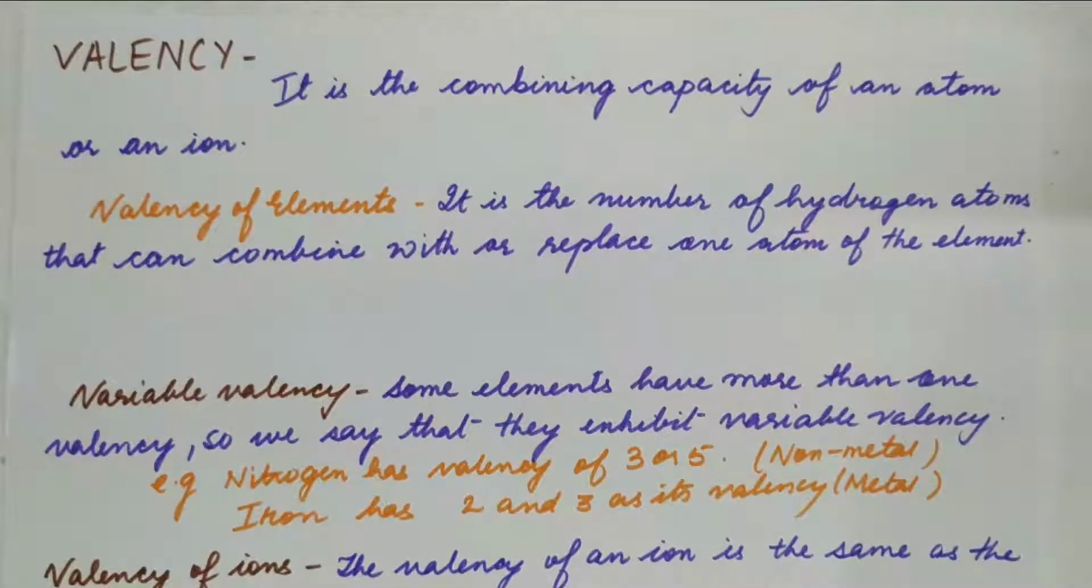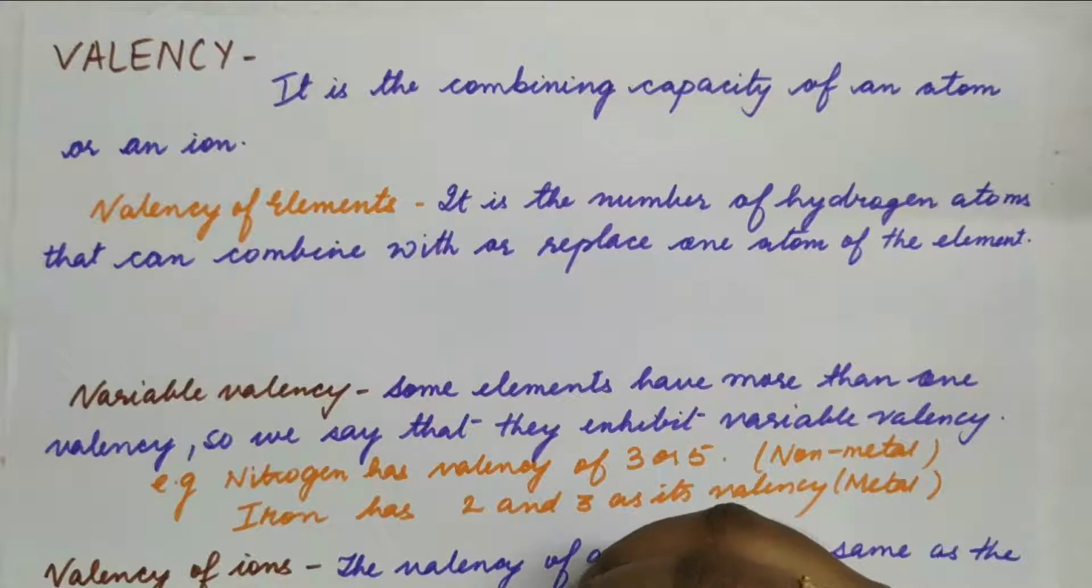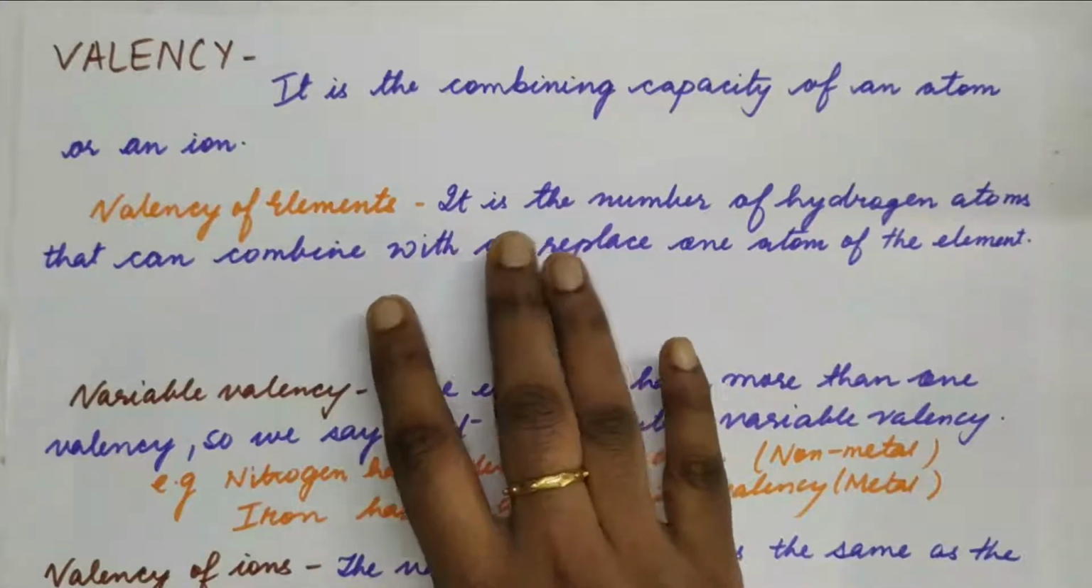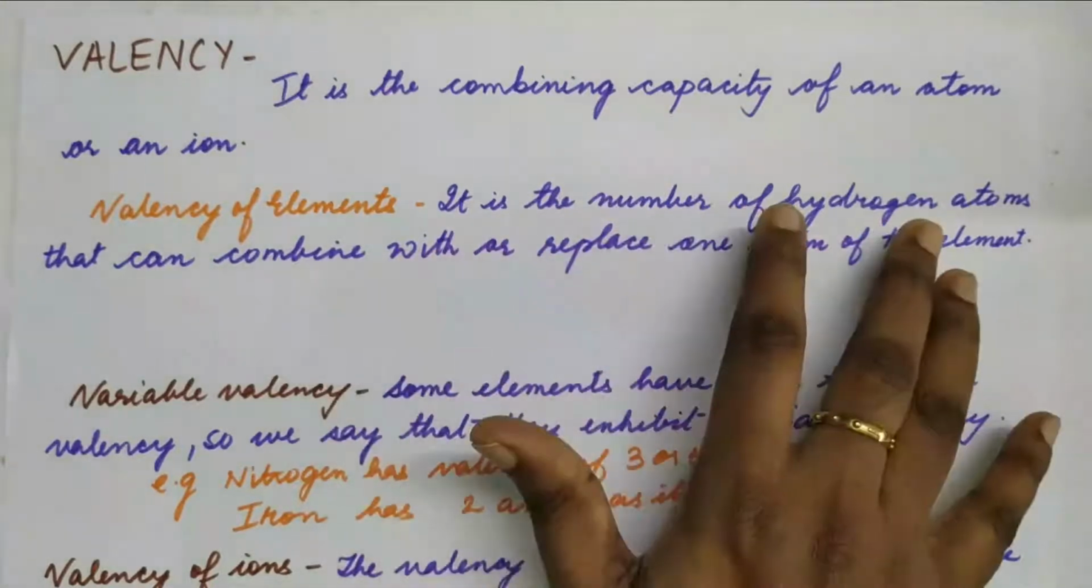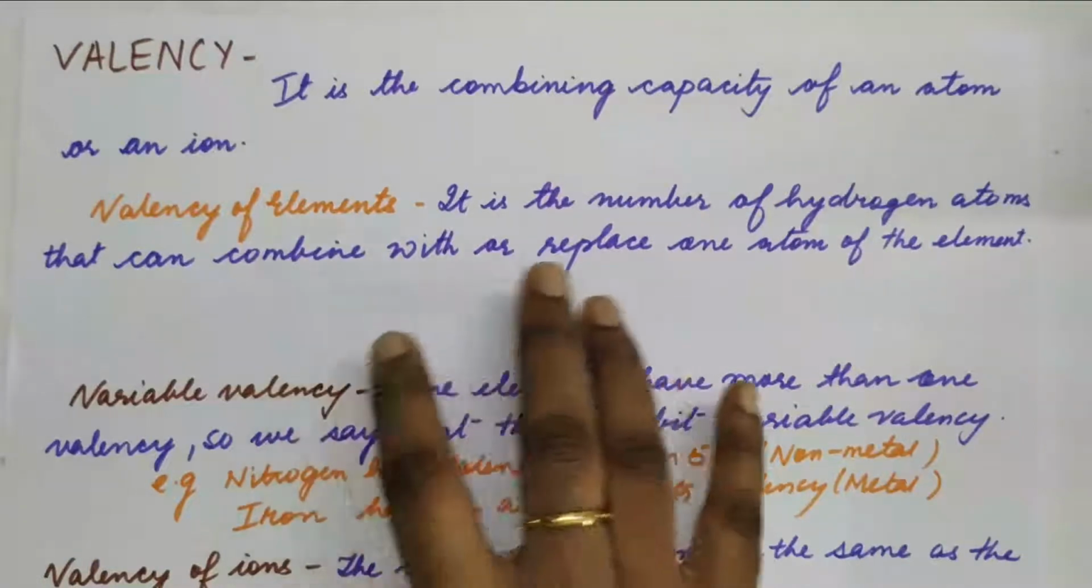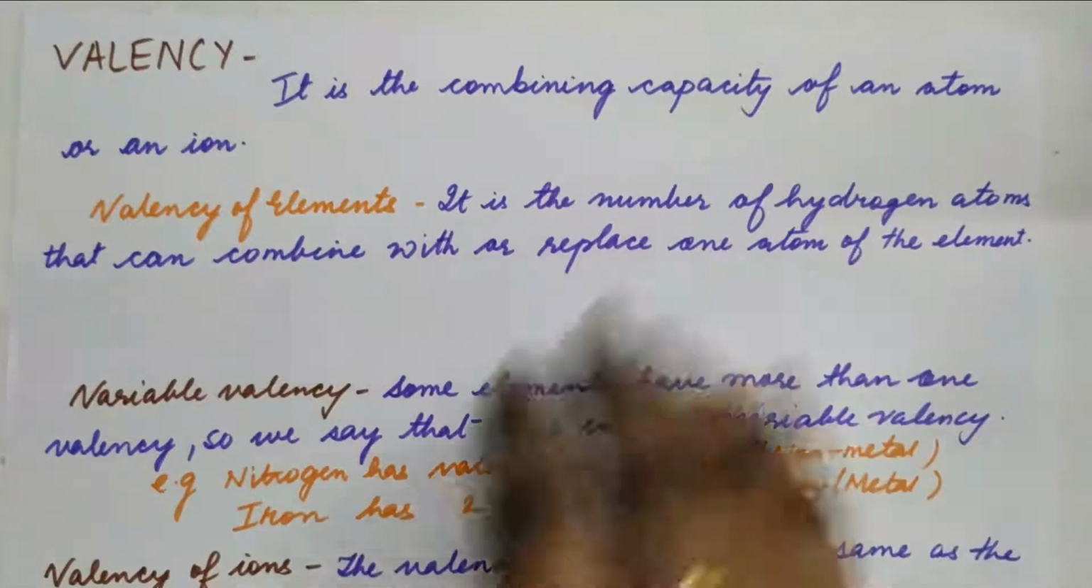Now moving on to valency. You might be thinking, what is valency? It is the combining capacity of an atom or an ion. How it combines with another atom or ion will determine the valency it has. Generally, the valency of an element is the number of hydrogen atoms that can combine with or replace one atom of the element.